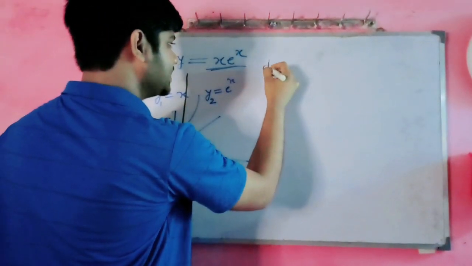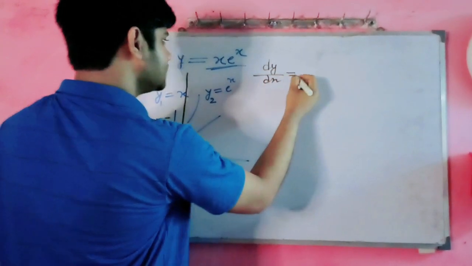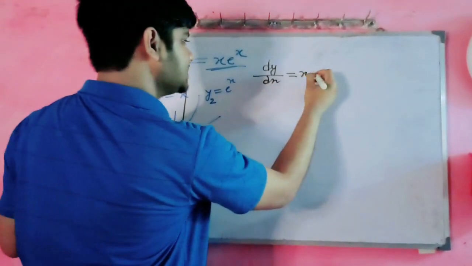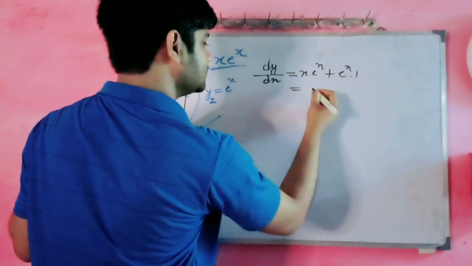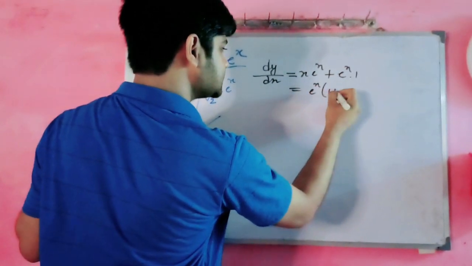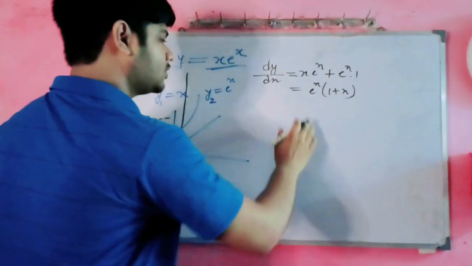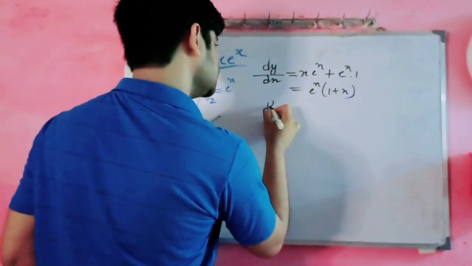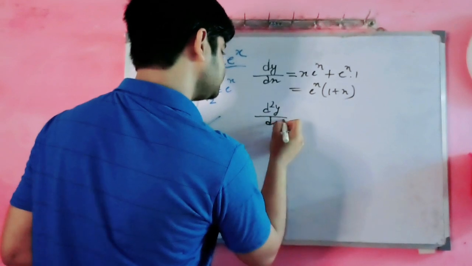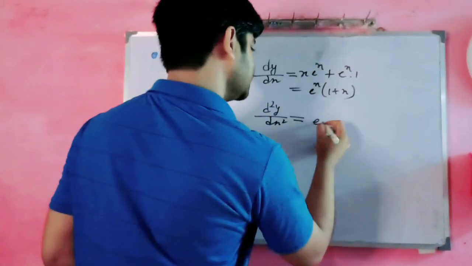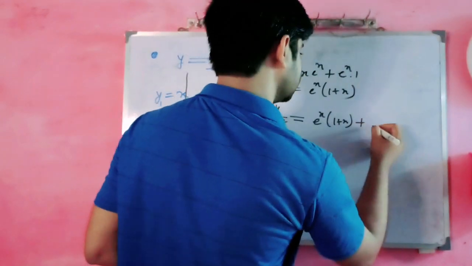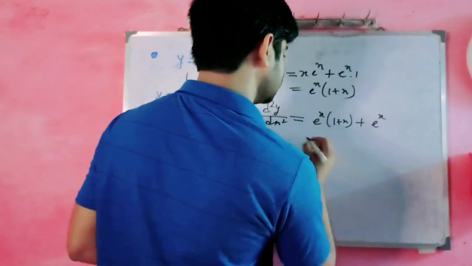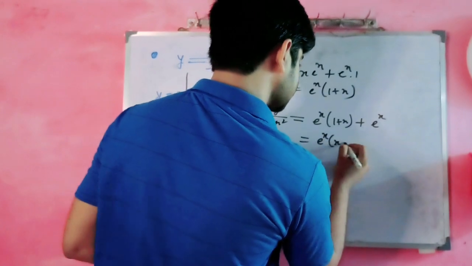We will take the derivative dy/dx. So x e raised to x and e raised to x and 1. So e raised to x, 1 plus x. We have got this one. Now let us do d2y/dx2. So e raised to x, 1 plus x, and e raised to x. So e raised to x, x plus 2.